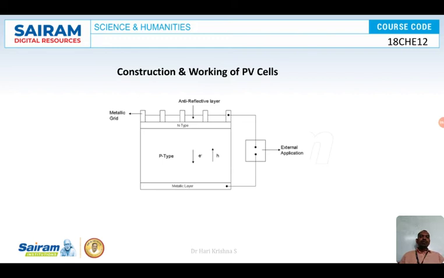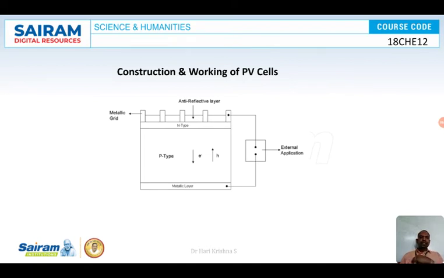In order to prevent the reflection of sunlight, we coat an anti-reflective layer in between the grid lines. The usually used anti-reflective layer is silicon nitride. When sunlight falls on the PN junction, electron hole pairs are generated.